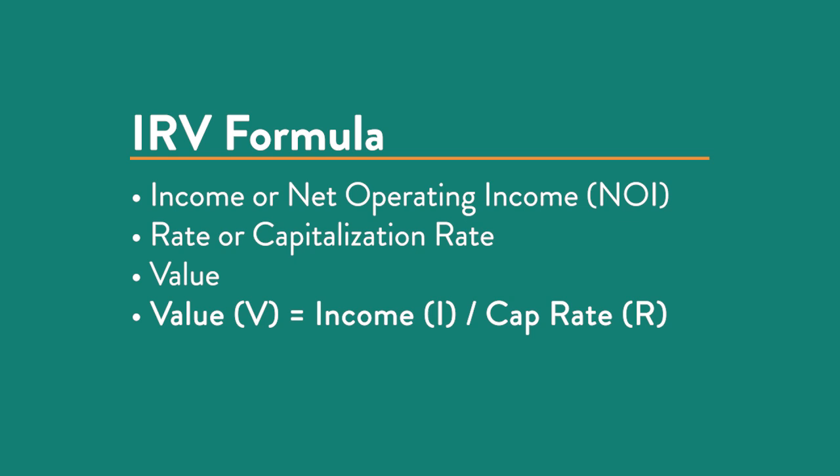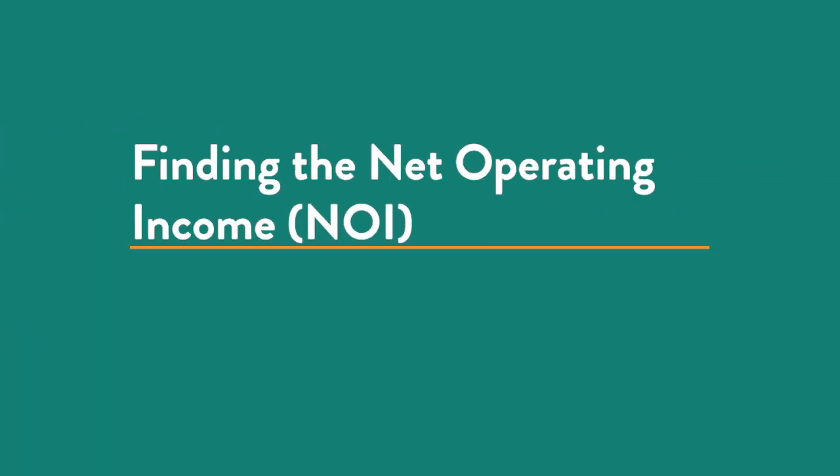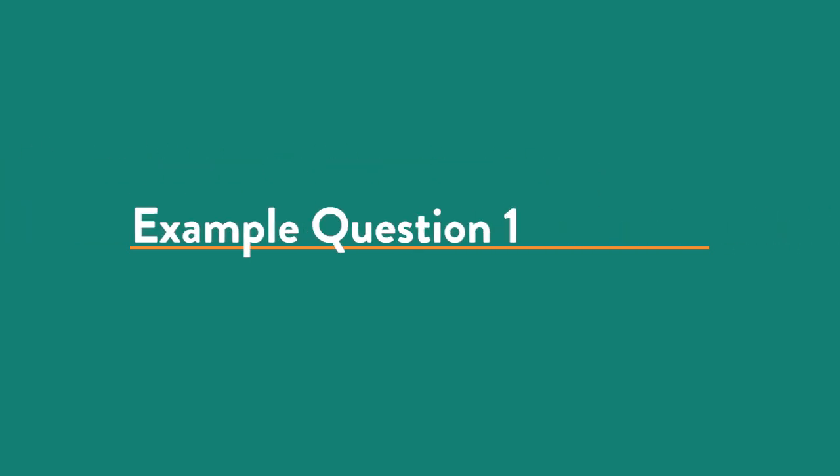Most of the time, in order to use this formula, it helps you to calculate the NOI by starting with potential gross income, subtracting the vacancy and collection losses, and operating expenses. Let's take a look at a question.